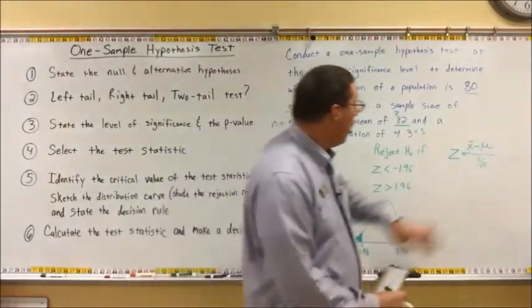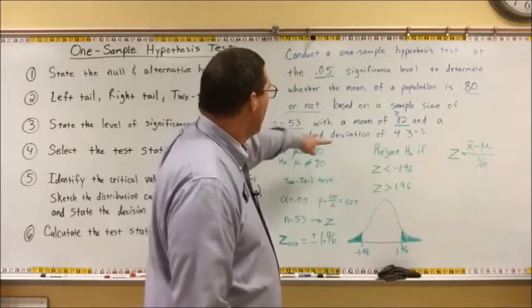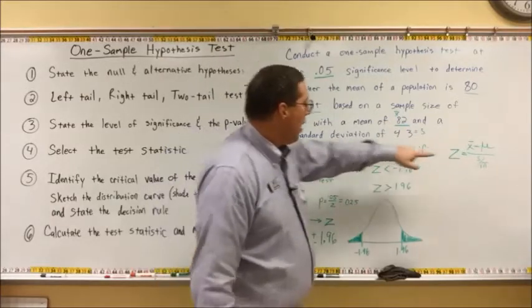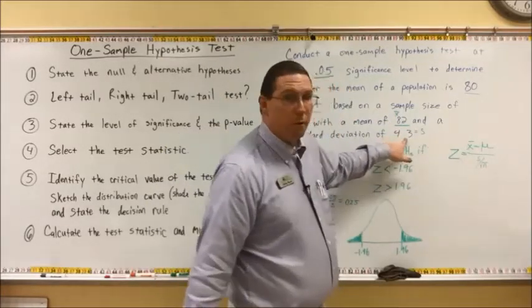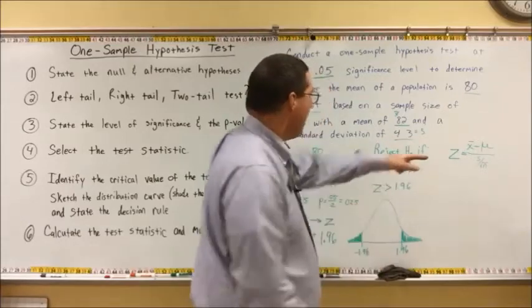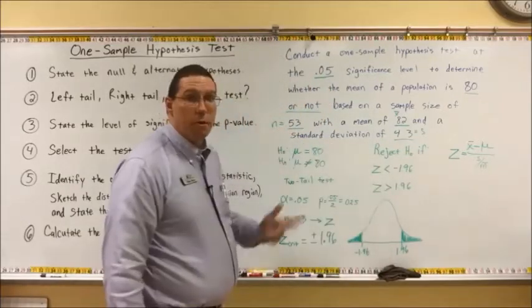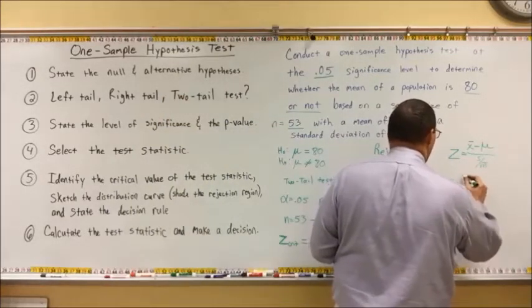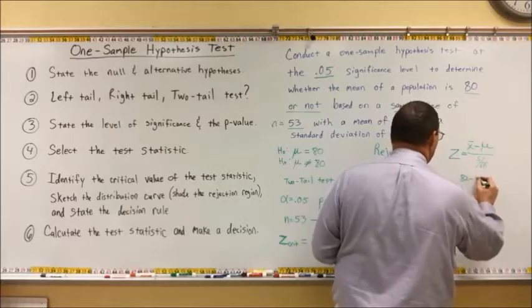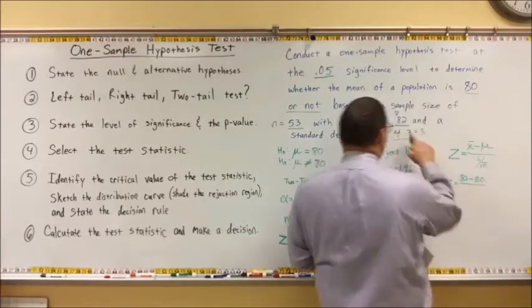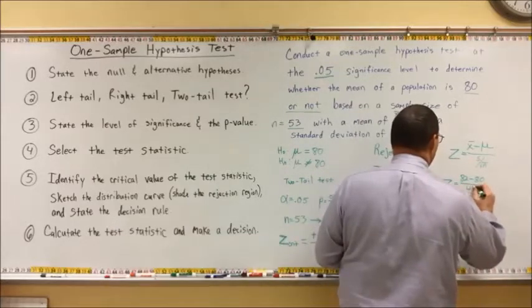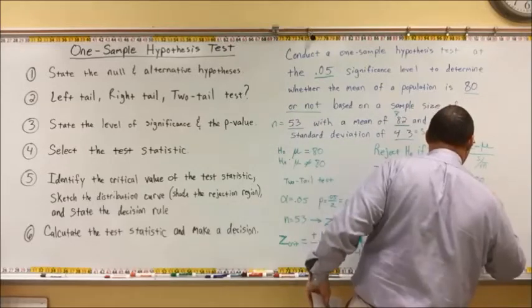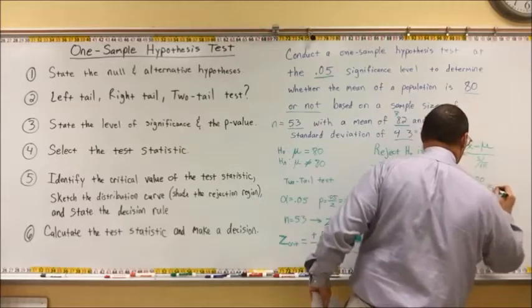And we have all of these numbers right up here in the problem. There's x bar, 82. Mu is in the hypothesis, 80. S is the standard deviation, that's right here, 4.3. And n, the sample size, is right here, 53. So we just got to fill in the numbers. So Z is going to be equal to 82, x bar, minus mu, 80, divided by 4.3, the standard deviation, divided by the square root of n, which is 53. And we're going to put that in the calculator.